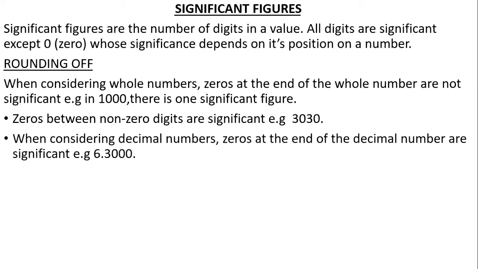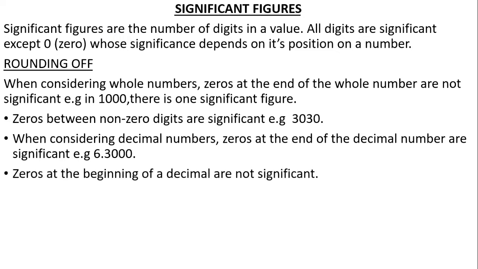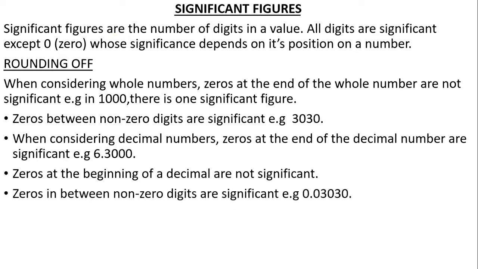When considering decimal numbers, zeros at the end of the decimal number are significant. So when you have a decimal point, the zeros at the end are significant. Zeros at the beginning of a decimal are not significant. Zeros in between non-zero digits are significant. So those zeros are not significant. That zero is significant and the one at the end is significant.